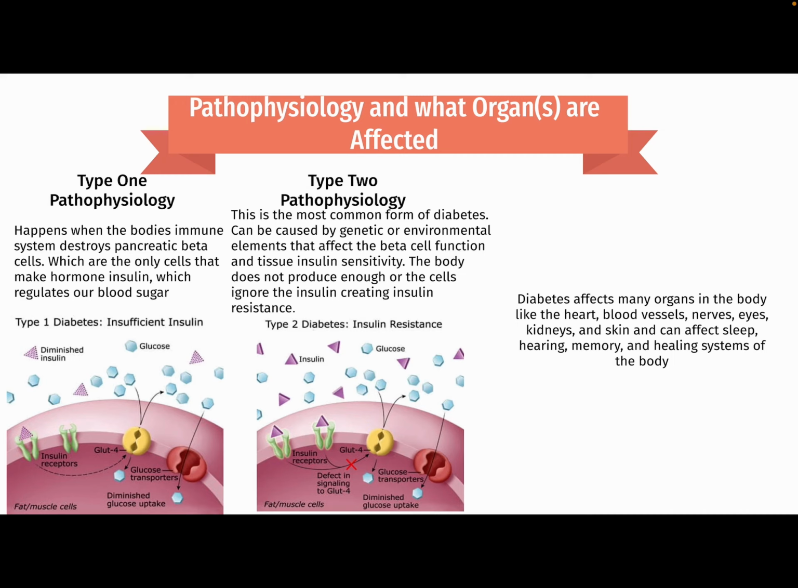Diabetes can affect many organs of the body, like the heart, blood vessels, nerves, eyes, kidneys, and the skin. It can affect how we sleep, our hearing, memory, and healing systems of the body, meaning that you can sleep way worse with diabetes. Your hearing can be lost. It can cause memory loss and skin infections. Also, if your blood sugar is too high, it can cause kidney stones and heart diseases later on in life. It can affect our vision, and our healing system of the body, meaning that the way our body heals, wounds and infections can be caused and affected by diabetes.